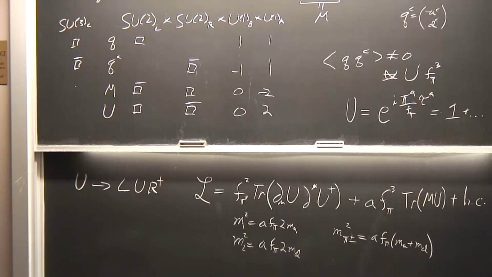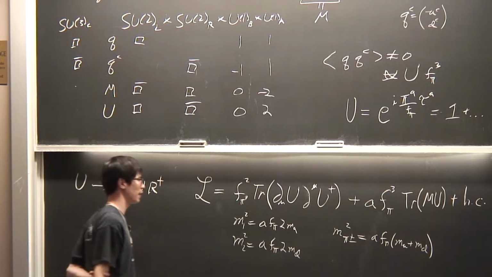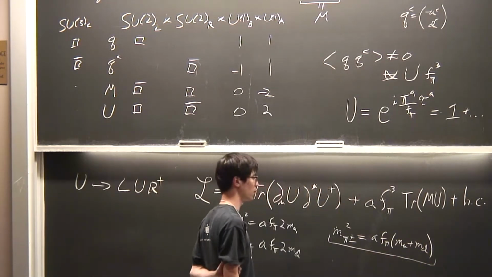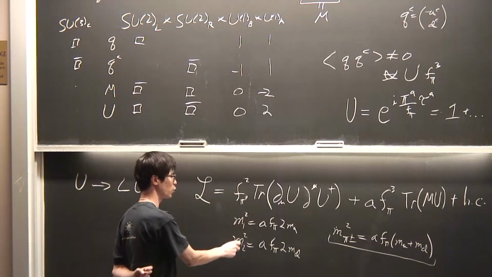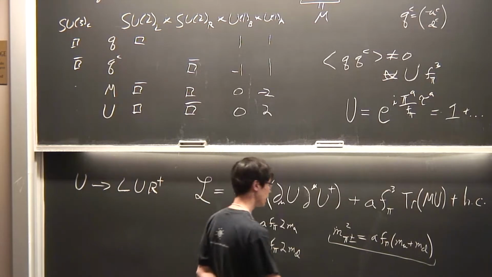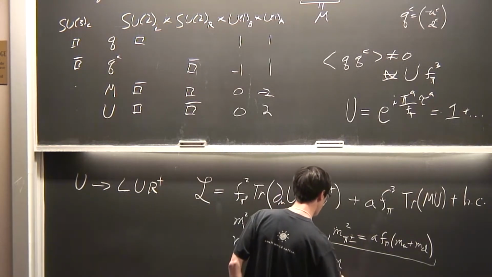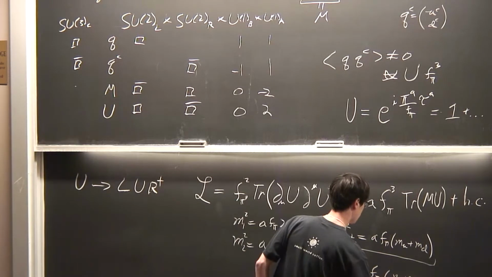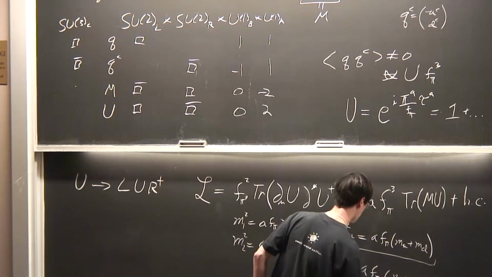Now, people have gone ahead and measured and looked for pions, and what they have found is this guy, but they have not found two additional light bosons. They have only found one, and that one, m pi, has a mass that's also basically the same as mu plus md.